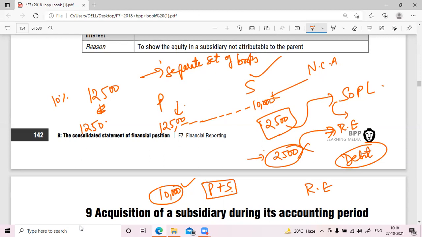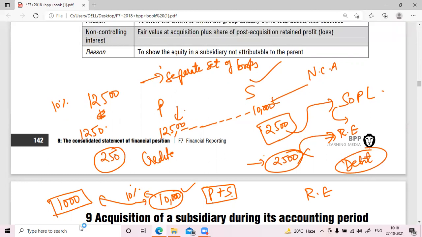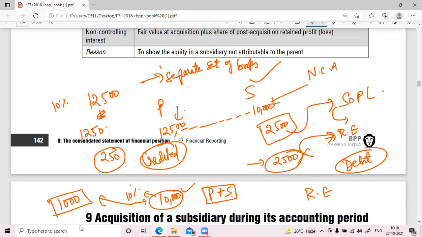Point number 2: since the asset is 10,000 to the group, the depreciation which was shown in excess, actually how much depreciation should be shown? 1,000. Because 10% of 10,000 is how much? 1,000. So that 250 excess depreciation which was already debited should now be added back. We should be crediting it. That's the reason why we are adding.